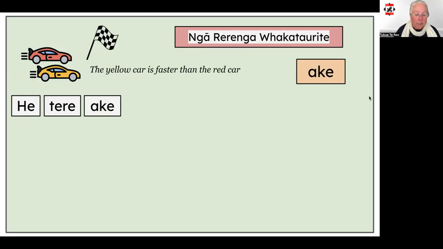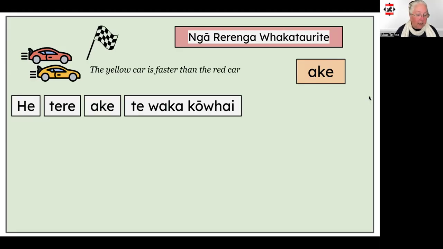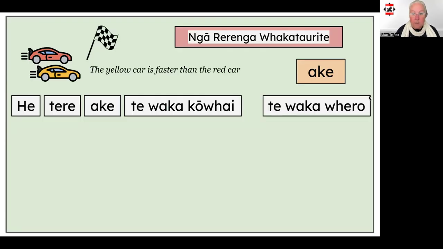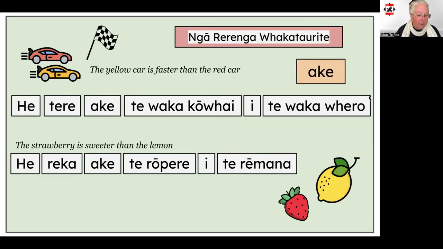Now comes the first thing we're comparing, which is the yellow car. And the second thing, the red car, comes at the end. And our kupu pūhono joining word is i. He tere ake te waka kōwhai i te waka whero. Here's another example. The strawberry is sweeter than the lemon. He reka ake te rōpere i te rēmana.